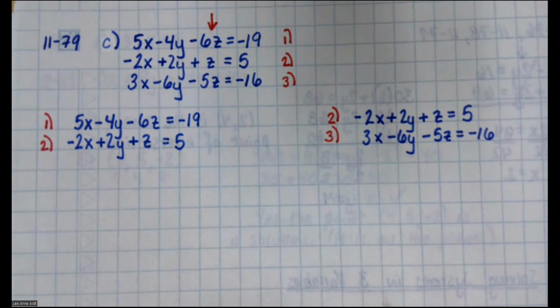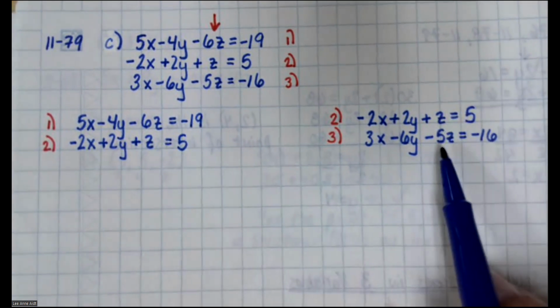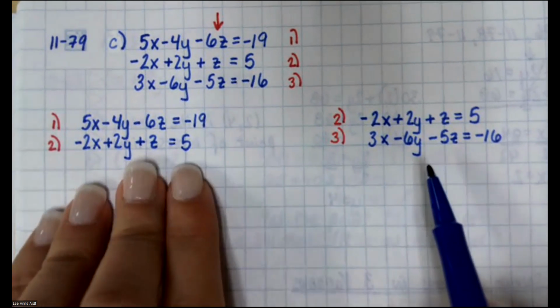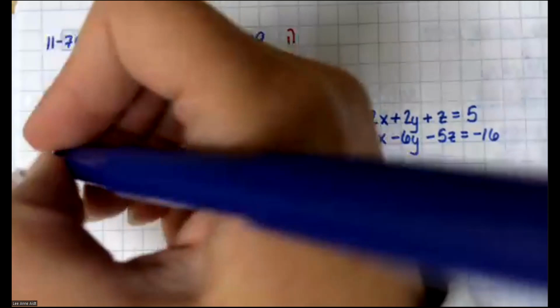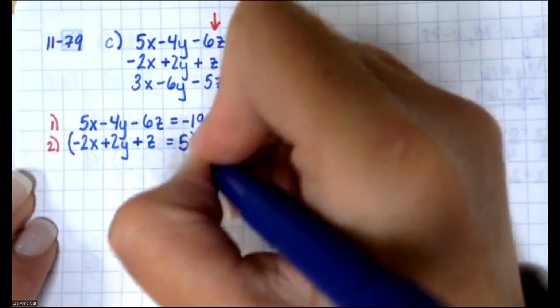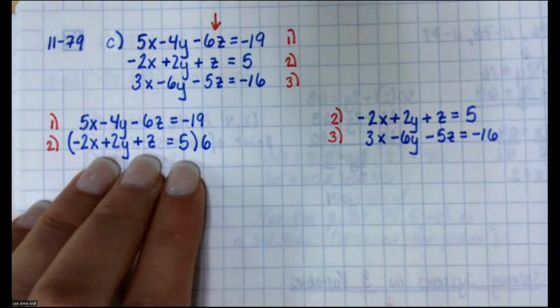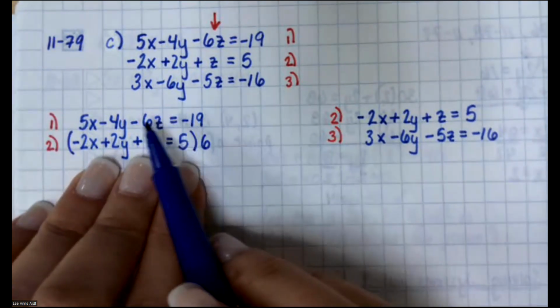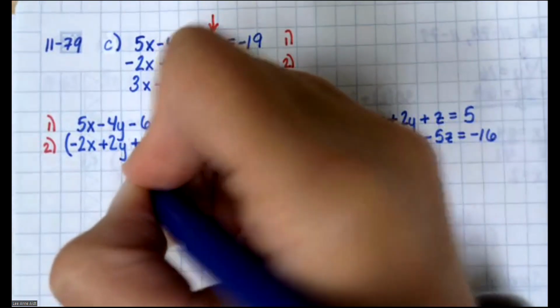Okay. All right, so I wrote equation 1 and 2. I wrote equation 2 and 3. Hopefully I wrote them down correctly. We will see. On equation 2 over here, I'm going to multiply the entire thing by 6. Why did I choose 6? Because I want a negative 6z and a positive 6z to eliminate.